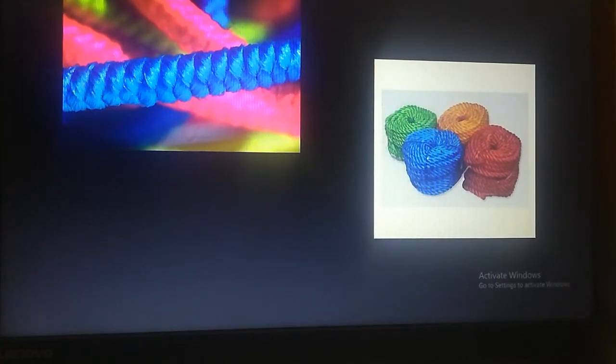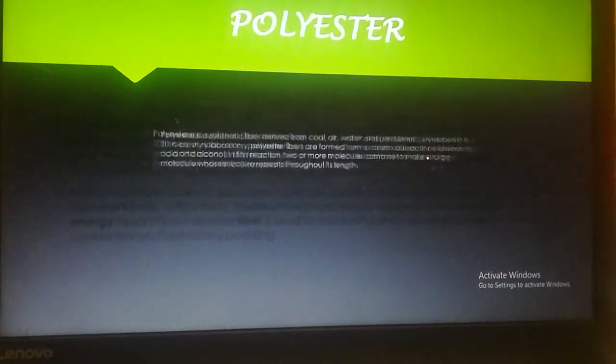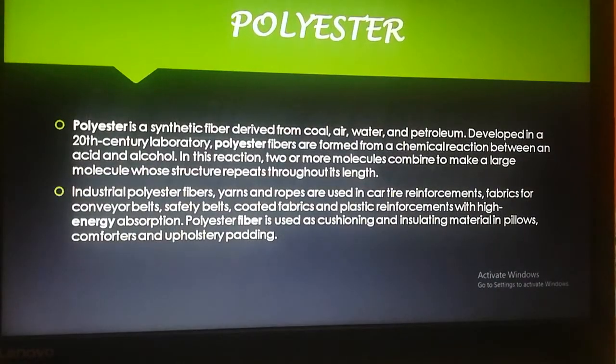So this is the nylon fiber. Look at the lustrousness and the rope of nylon. Now we will discuss the polyester. Polyester is another synthetic fiber which is wrinkle resistant, that is, wrinkle free.